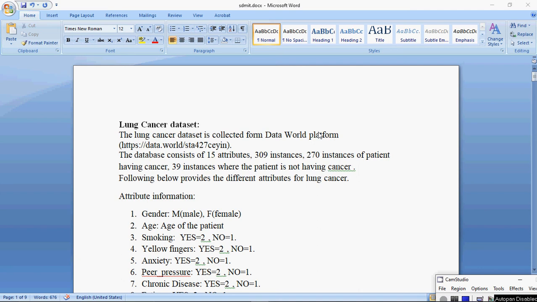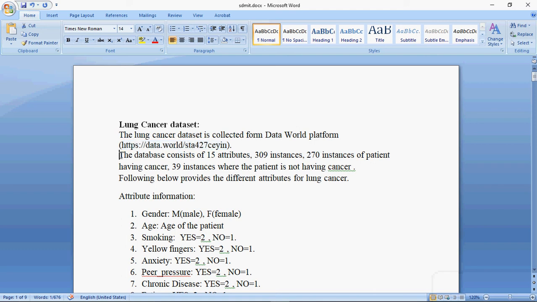Lung cancer prediction using logistic regression. So, a few pieces of information I would like to remind you of: the data set for lung cancer. I collected it from a website, the Data World platform. You can use the following URL, put it in Google, and you will get a data set which can be used for predicting whether a person has lung cancer or not.